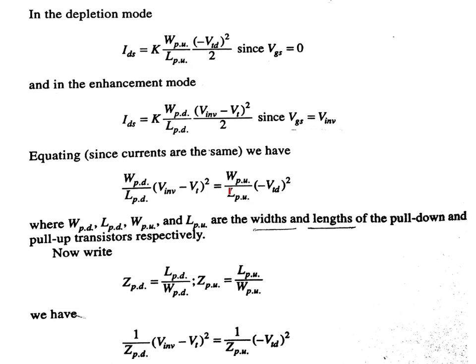Okay, if you write those two, you will get this type of expression, that is 1 by Z pull down into V invert minus VT whole square is equal to 1 by Z pull up into minus VTD whole square. So what we require? Z pull up divided by Z pull down. If you do cross multiplication, you will get Z pull up by Z pull down is equal to minus VTD whole square divided by V invert minus VT whole square.